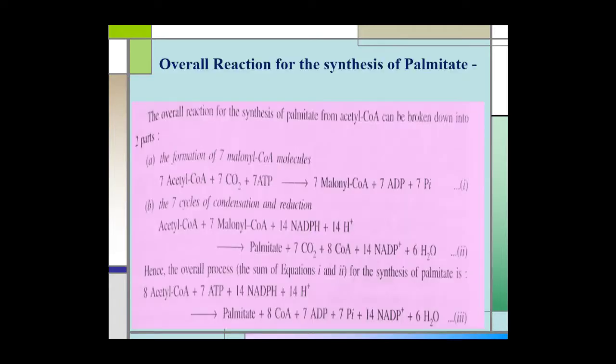7 such cycles of elongation occur, and as a result of these 7 successive cycles of elongation, 16 carbon palmitate gets produced, and for this reaction 8 acetyl coenzyme A is required. 7 molecules of ATP and 14 molecules of NADPH are required for the formation of 1 molecule of palmitate. The ATP is required to attach carbon dioxide to acetyl coenzyme A to produce the malonyl coenzyme A, while the NADPH is required to reduce the double bond to form the corresponding saturated fatty acyl group.